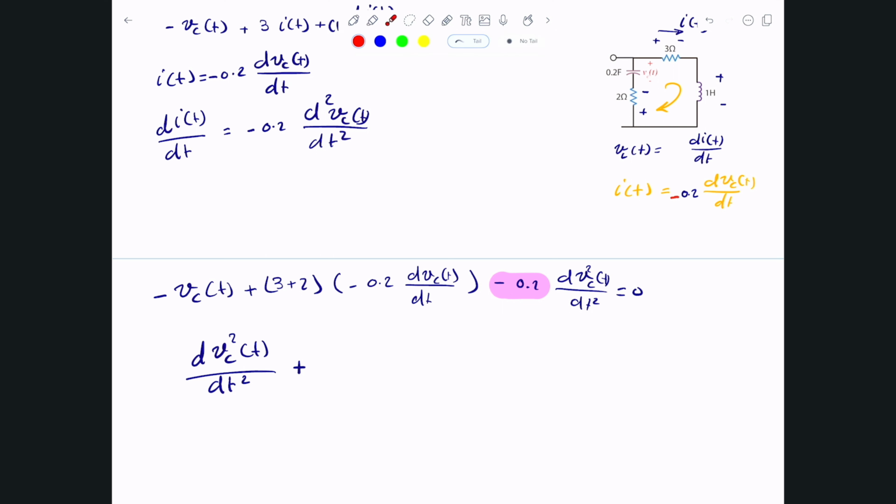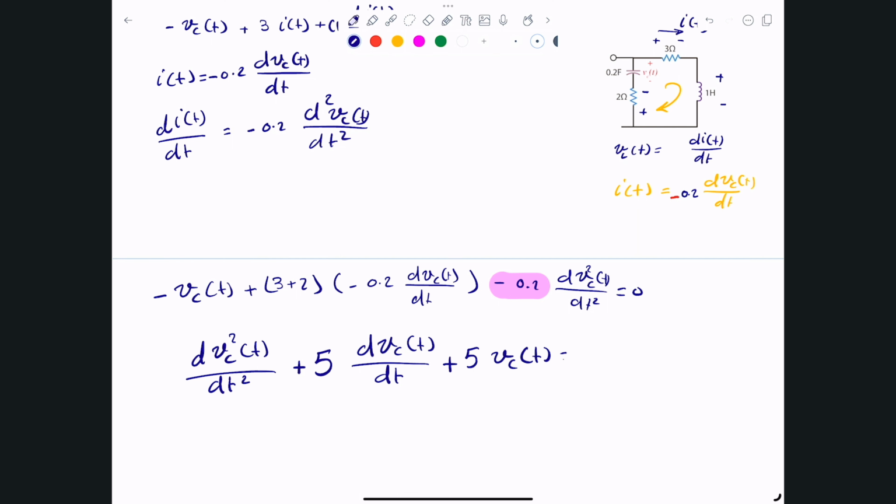And that here, if we multiply, that's 3 plus 2, which is 5 times 0.2 divided by 0.2 as well. So we're going to multiply by negative 0.2 and divide by 0.2 to get rid of it. So it's just simply 3 plus 2, which is just 5. And that here is just simply dVc of t divided by dt. And then the last one in here is just simply, I will have a negative 1 divided by negative 0.2, which is just simply plus 5 Vc of t equals 0.